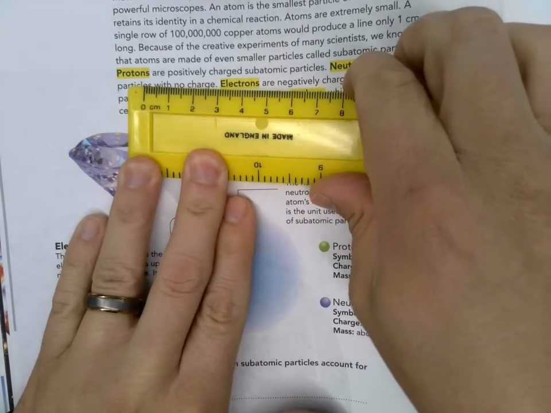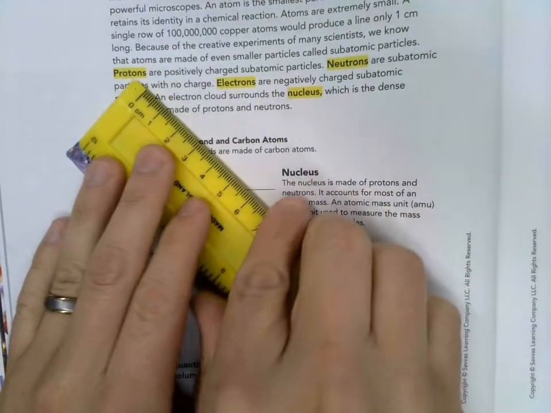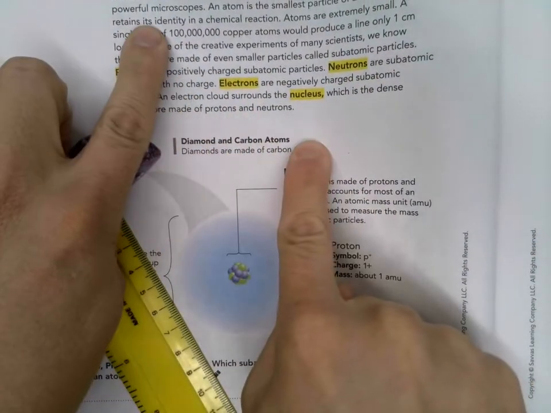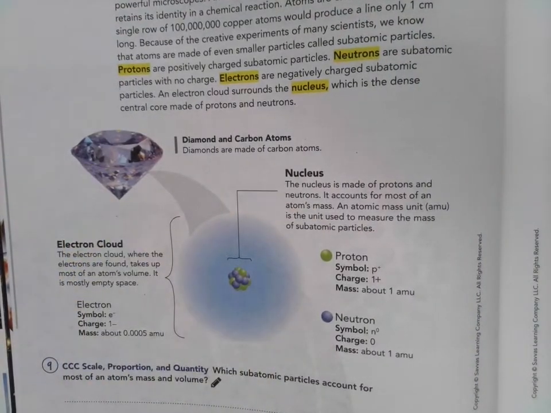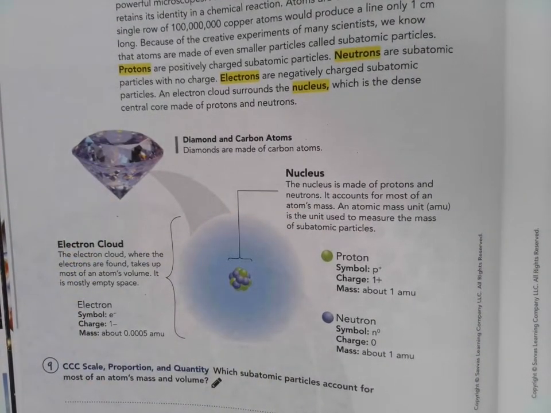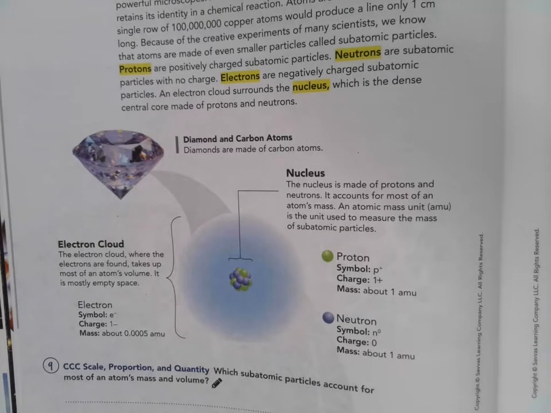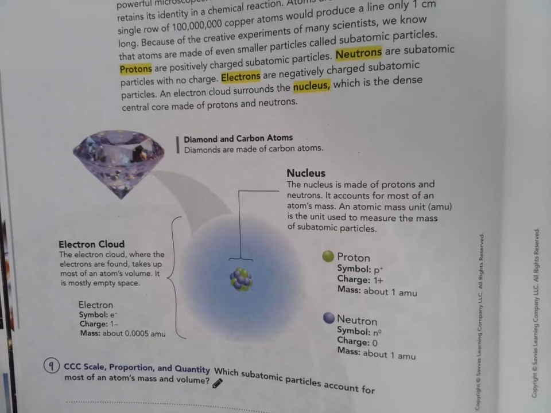Now imagine if you wanted to produce a square of it, like a 1 centimeter by 1 centimeter, and then you wanted to make a cube of it. All right, we're talking massive numbers of copper atoms within a small given space. Okay, so they are extremely small.